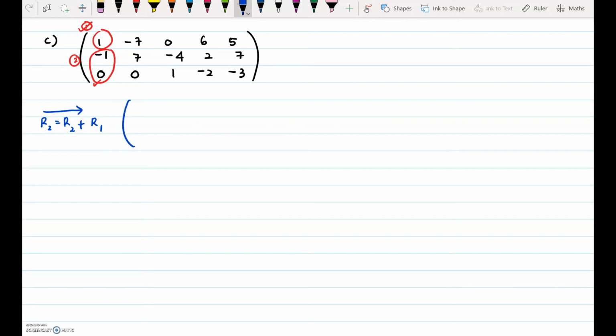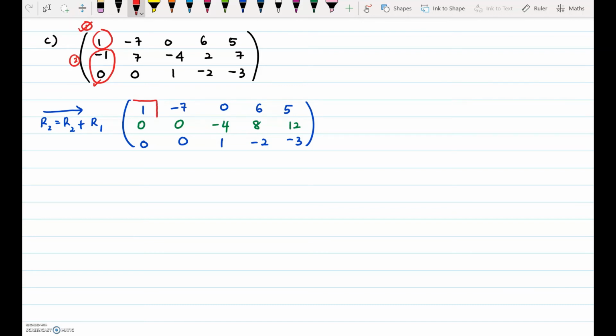So now we will have here -1 plus 1 is 0, 7 plus -7 is 0, -4, and then 2 plus 6 will be 8, 7 plus 5 will be 12, and the rest you just rewrite: 0, 0, 1, -2, and -3. Okay, continue. Next, don't forget your ladder. So this is your ladder.